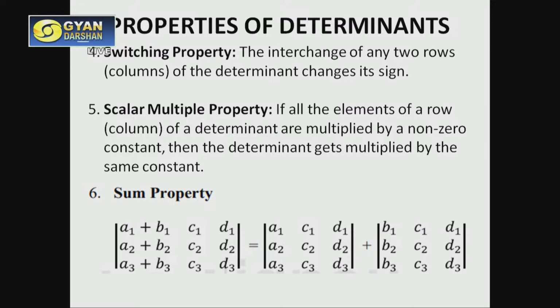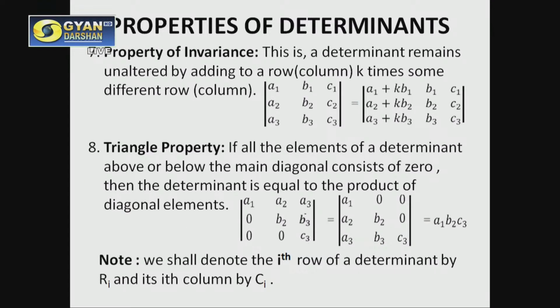The sum property is very self-explanatory. Say we have a determinant with rows a1 plus b1, c1, d1; a2 plus b2, c2, d2; a3 plus b3, c3, d3. Then this can be represented in a form where a1, a2, a3 and b1, b2, b3 are written separately as separate determinants. So this expression can be rewritten as the determinant a1 c1 d1, a2 c2 d2, a3 c3 d3 plus the determinant b1 c1 d1, b2 c2 d2, b3 c3 d3.